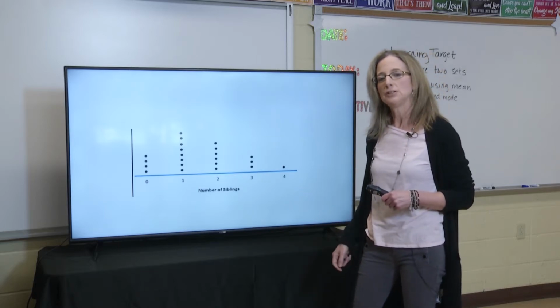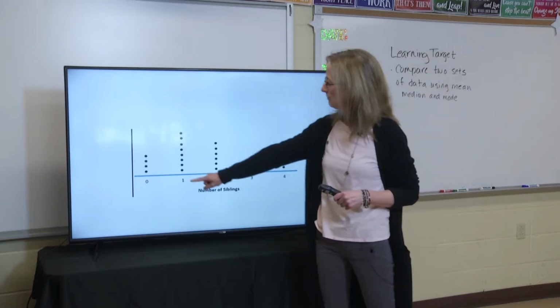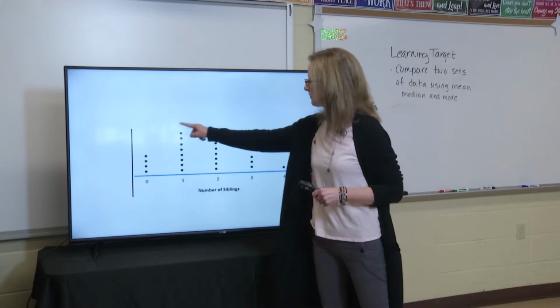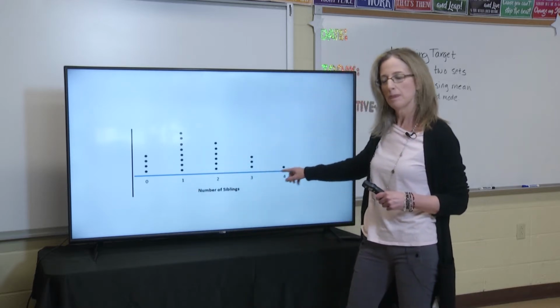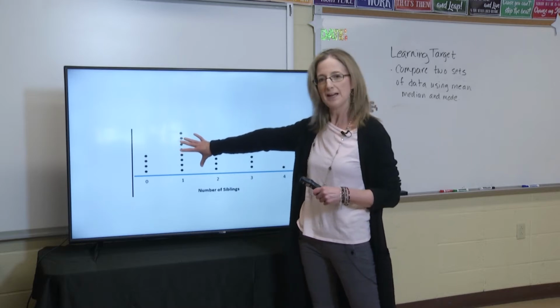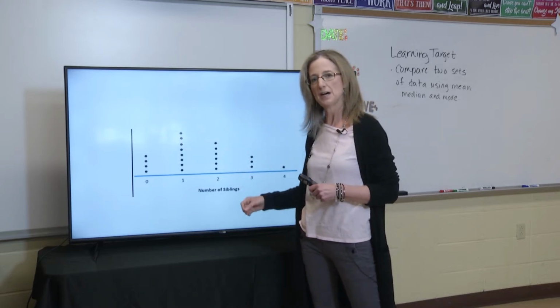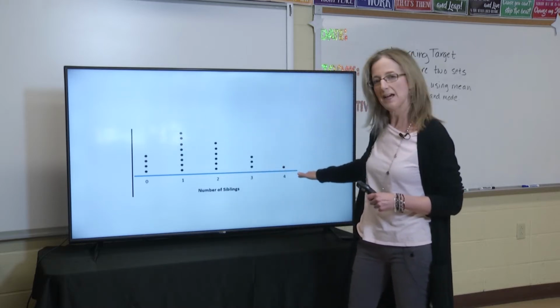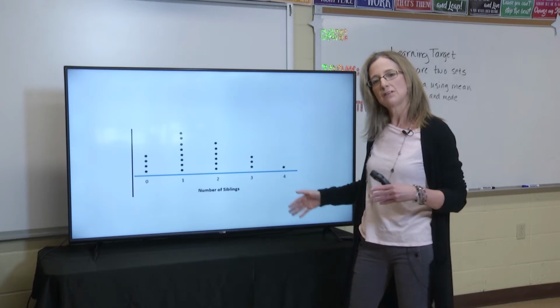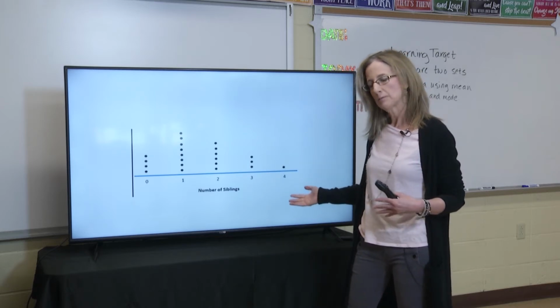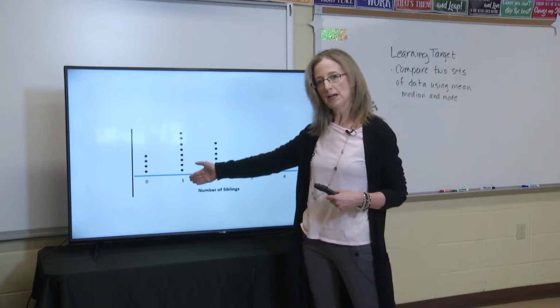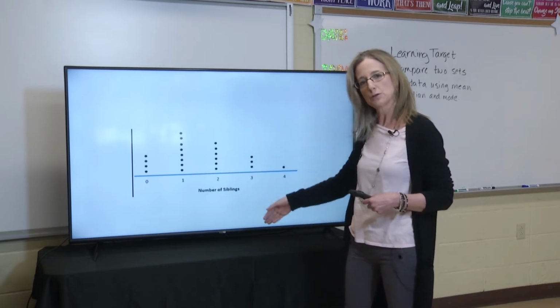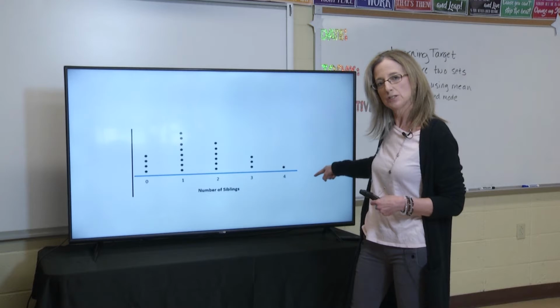Now, what do we know by looking at this? If we look at this, it's shaped this way. The majority of our data is to the left of the dot plot, but we do have some data to the right. So instead of it being symmetrical, the majority is centered to the left, which means it's skewed to which direction? Skewed to the right.